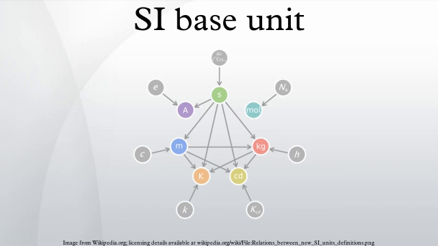The Système International d'Unités, or International System of Units (SI), defines 7 units of measure as a basic set from which all other SI units are derived. The SI base units and their physical quantities are: meter for length, kilogram for mass, second for time, ampere for electric current, kelvin for temperature, candela for luminous intensity, and mole for the amount of substance.